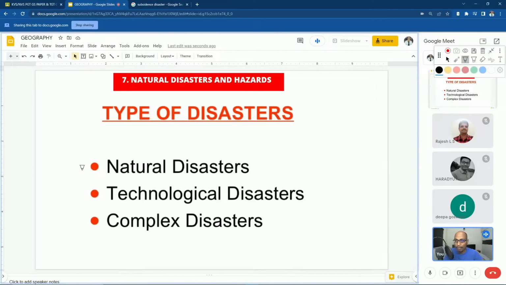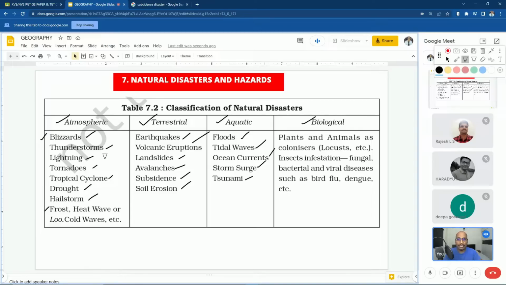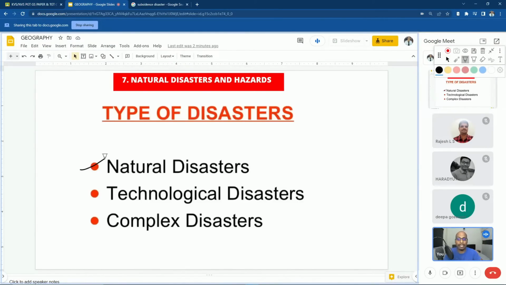The first type of disasters are natural disasters. That means all these four: biological disasters, terrestrial disasters, aquatic disasters, atmospheric disasters, all these are natural disasters where there is no role of human beings, and these disasters are beyond the control of human beings. The second type of disasters are technological disasters. That means humans created some kind of technology and that led to a great disaster. Those kinds of disasters come under technological disasters. And the third one is complex disasters.